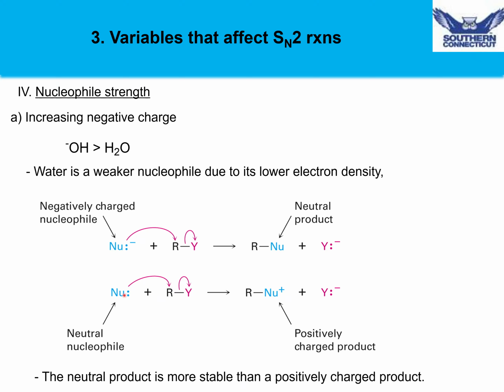A neutral nucleophile with no charge on it, like water, would be eventually converted into a product that has a positive charge on the nucleophile. So this molecule is less stable compared to our nucleophile, and so it is less likely to occur than the previous example.